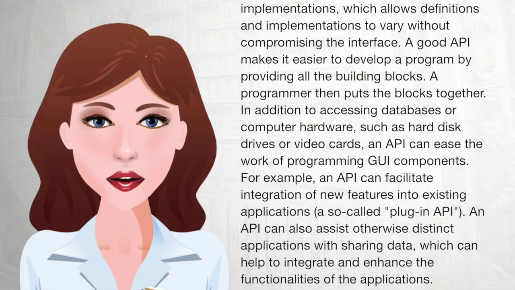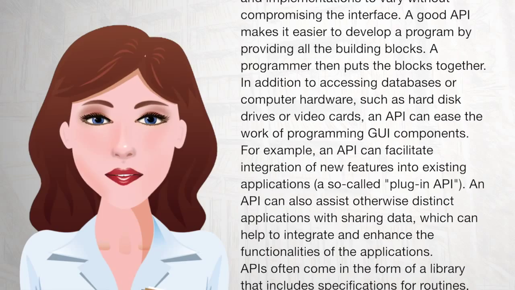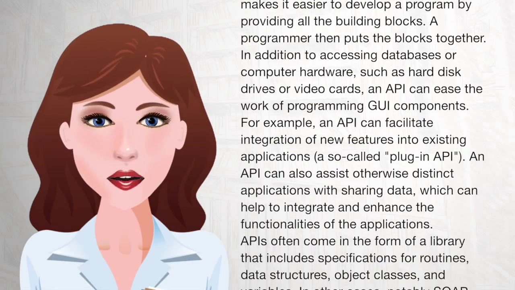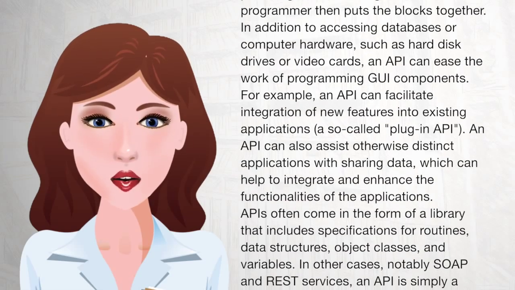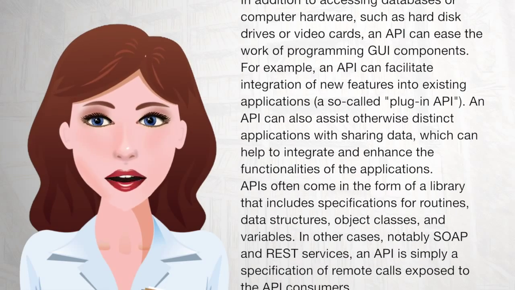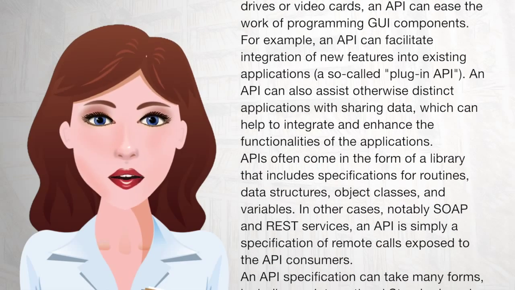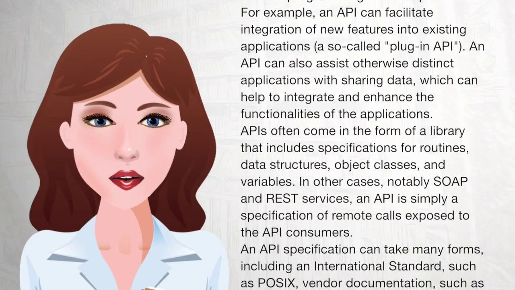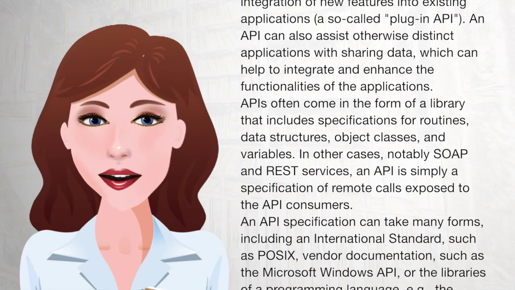For example, an API can facilitate integration of new features into existing applications, a so-called plugin API. An API can also assist otherwise distinct applications with sharing data, which can help to integrate and enhance the functionalities of the applications. APIs often come in the form of a library that includes specifications for routines, data structures, object classes, and variables. In other cases, notably SOAP and REST services, an API is simply a specification of remote calls exposed to the API consumers.